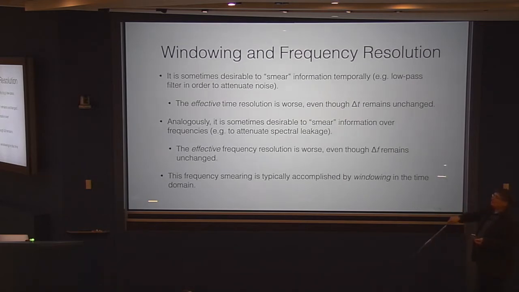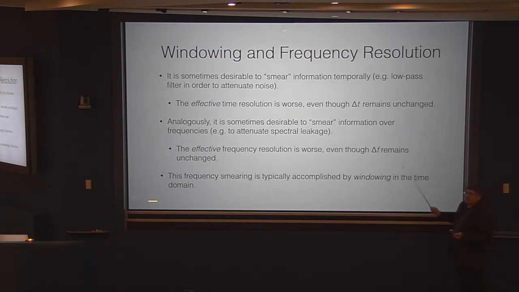All right, now let's go back to frequency. Because time and frequency have this conjugate relationship in the Fourier analysis, sometimes you also want to smear neighboring frequencies, because if you smear neighboring frequencies, that will actually clean things up for you. An example that we'll do is to remove spectral leakage problems. When you do this, then your effective frequency resolution is going to be worse because you're smearing.